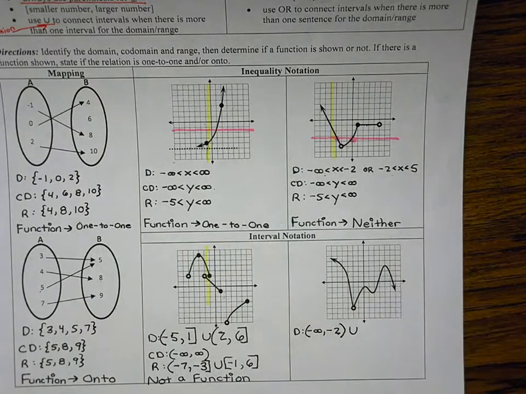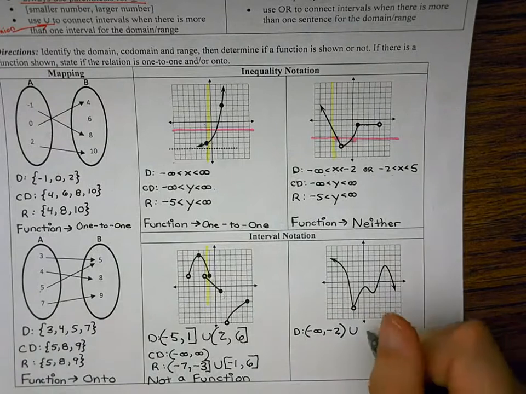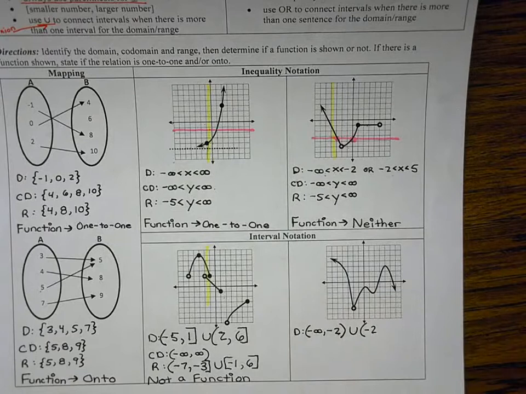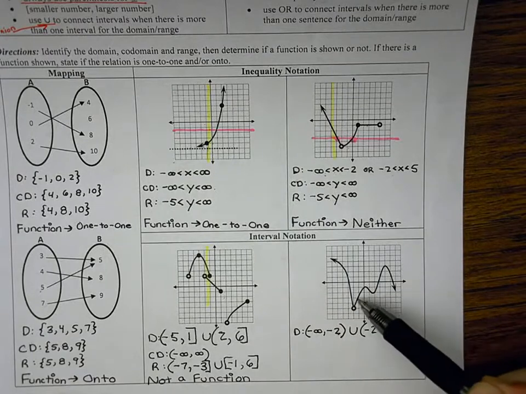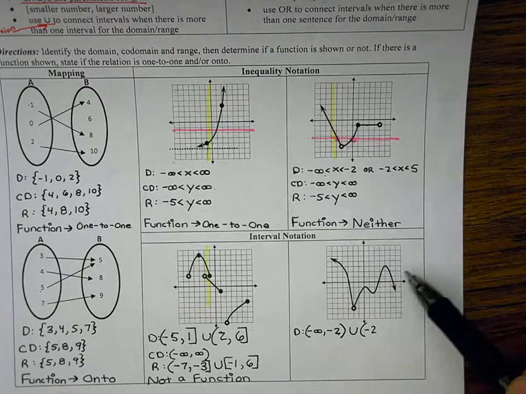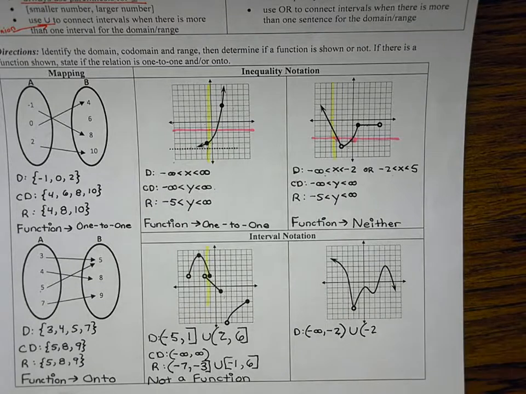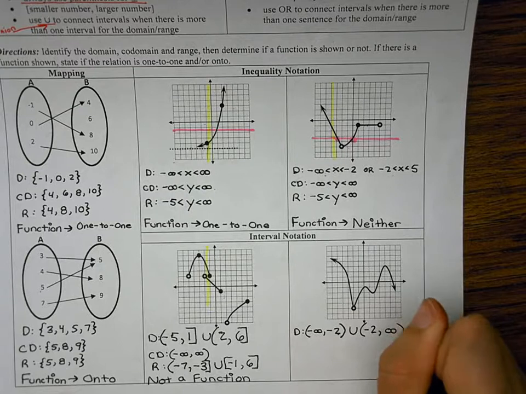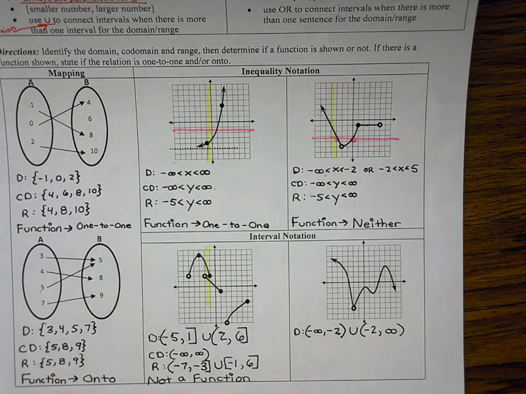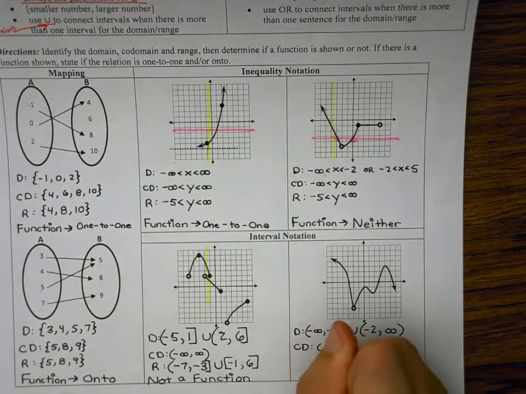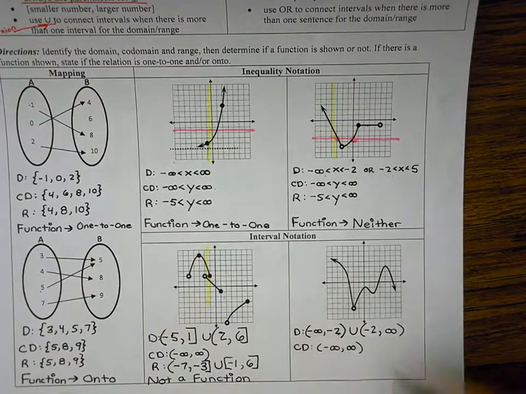Union, because there's more to my graph. It picks right back up again at negative 2. Again, there still is no point, so we are still doing a parenthesis. And from negative 2, we have something at negative 1, 0, 1, 2, 3, 4, 5, 6. We see an arrow. It's going to keep going all the way to infinity. Okay? Codomain, easiest one. Always negative infinity to infinity on a graph.